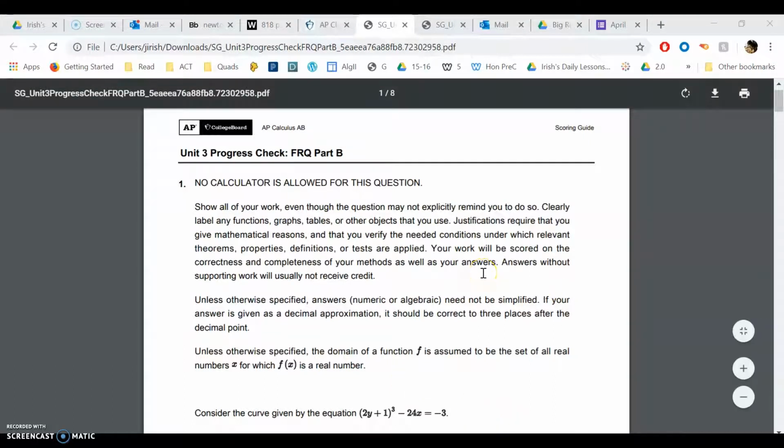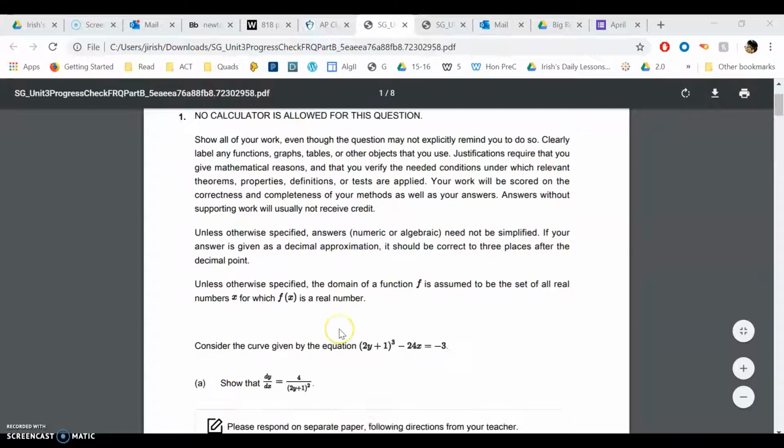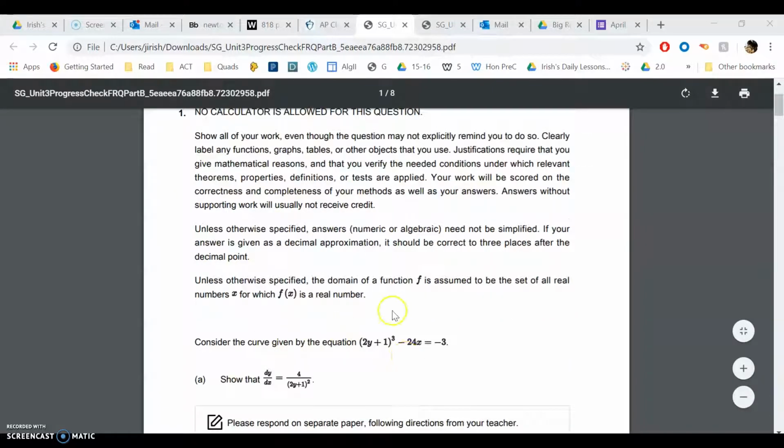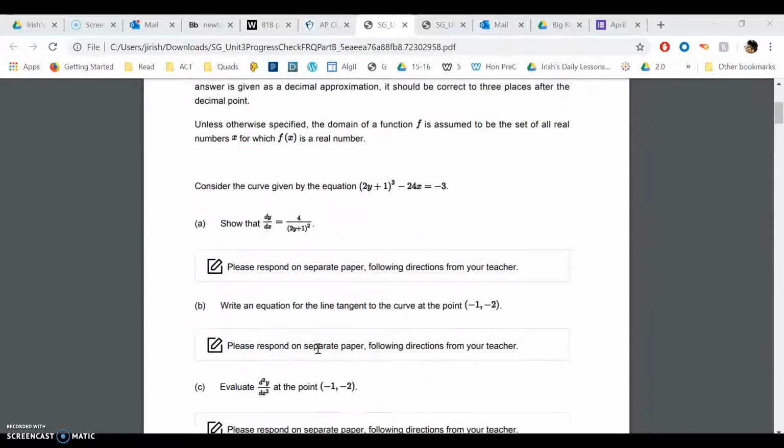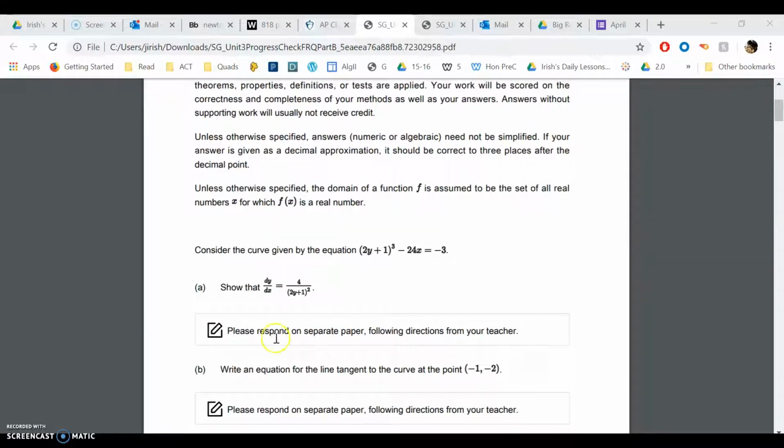Okay, so this is one also from College Board. It's an implicit differentiation problem. So you got part A, B, C, and D. So just like you're going to have on the AP, you're going to have multiple parts. You're going to do it on a separate sheet of paper and you're going to upload it.